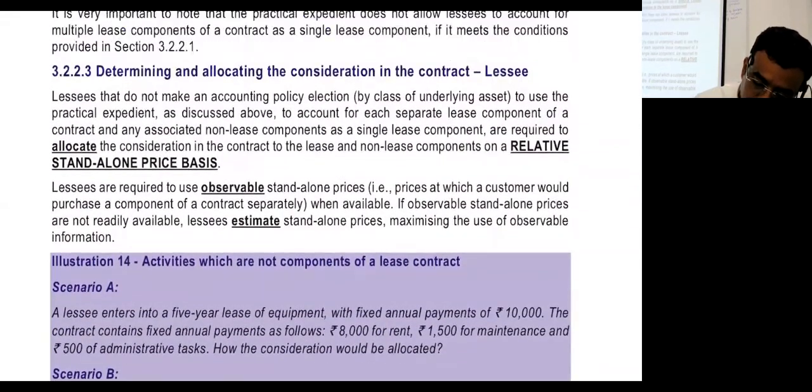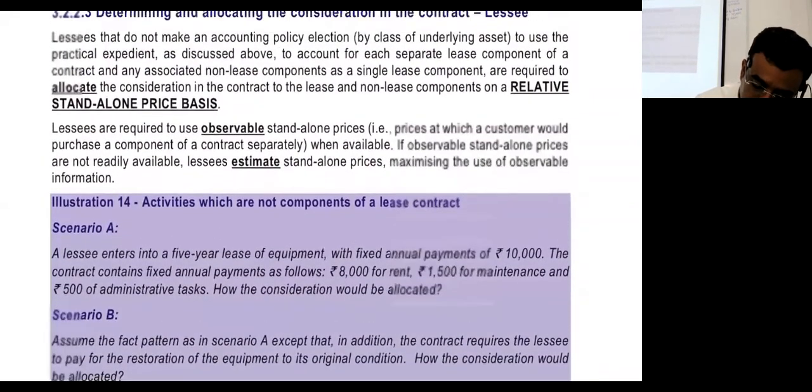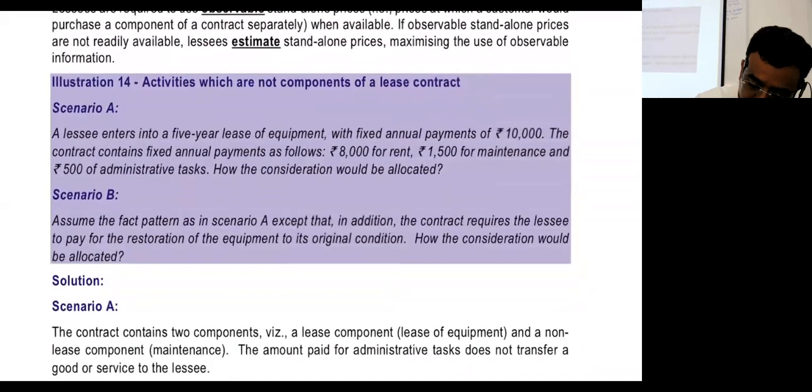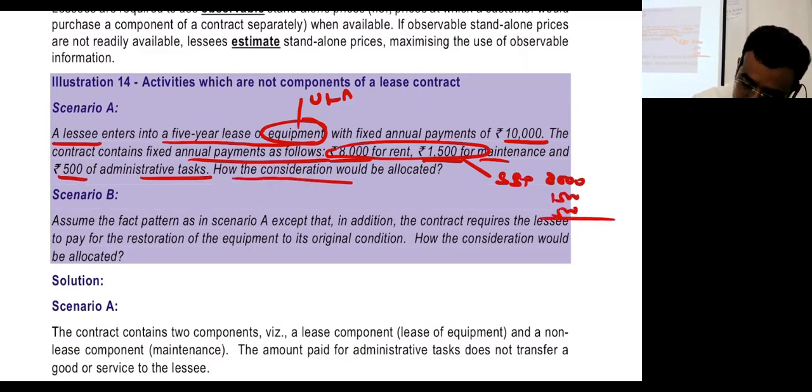We will see the question so that we will understand. Lessee enters into a 5 years lease of equipment, underlying assets. Rent is 10,000. The contract contains a fixed annual payment: 8,000 for rent, 1,500 for maintenance, this is called standalone selling price, and 500 for administrative tasks. Correct? 8,000, 1,500, 500. How would the consideration be allocated?